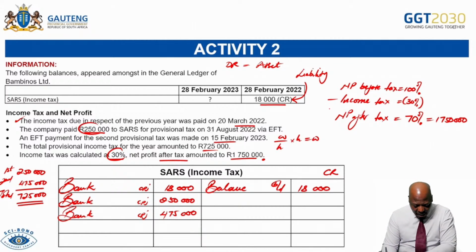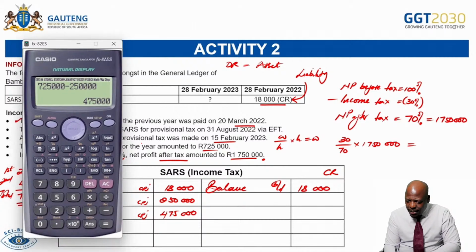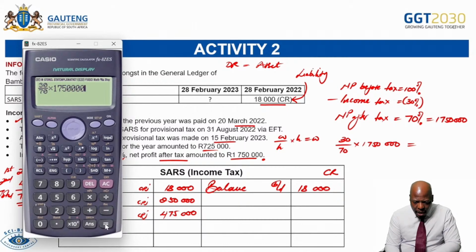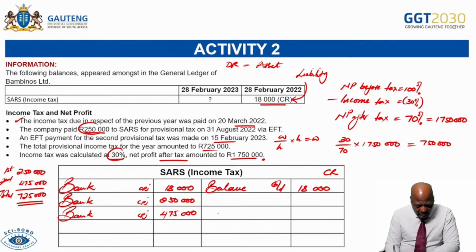Okay, so let's see. What do we want? We want income tax, which is 30. What do we have? We have 70. And then we multiply it by our 1,750,000. And then we want to get our income tax for the year. Let's see if it can help us. I have 30 over 70. Then we say multiply that by 1,750,000. And then that gives me 750,000. What is that? That is my income tax. So I'm going to come here and I'm going to say income tax.